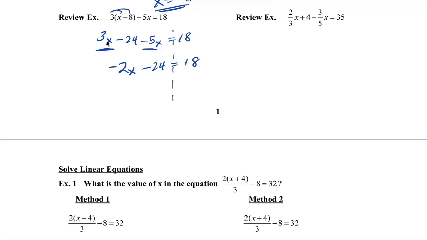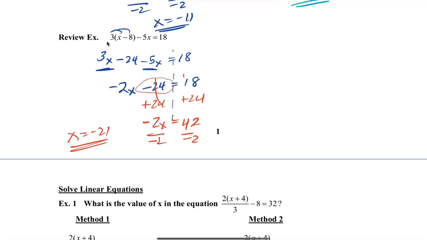Get rid of this extra plus part. So we're going to add 24 to both sides. These cancel, you get negative 2x equals 42, and divide by negative 2. X equals negative 21. Let's go down to the next one.